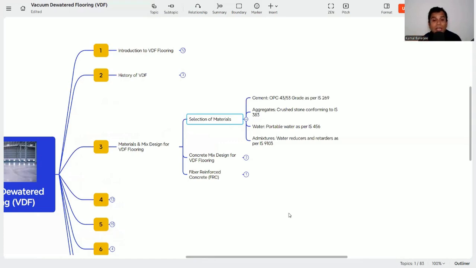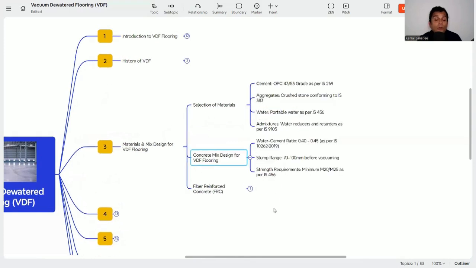We need to do the concrete mix design for VDF flooring the same way as the conventional flooring. So the water cement ratio typically ranges from 0.4 to 0.45 as per IS 10262 2019, and slump is recommended 70 to 80, but if you are using a pump it can be increased as per the project requirement. And the strength requirement is generally M20 and M25 because it is enough to take the load of the traffic or the floor load that is coming. So it is M20 or M25.